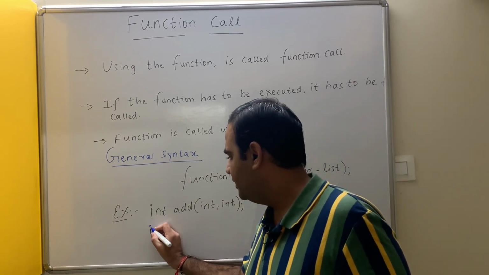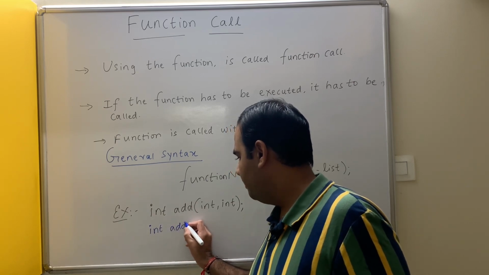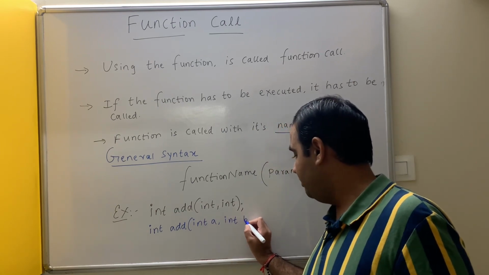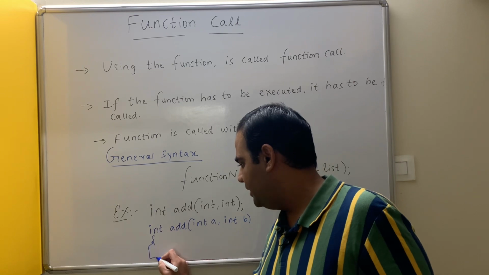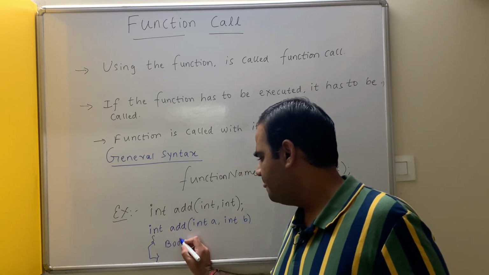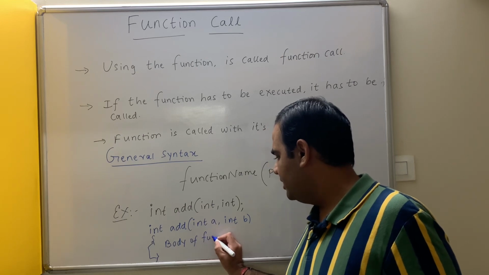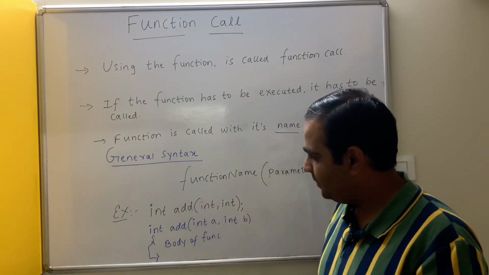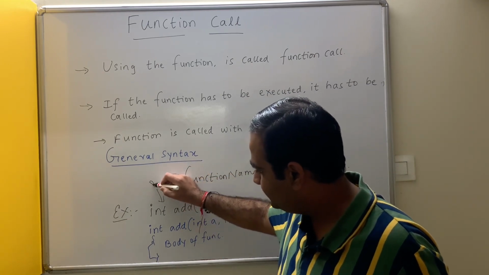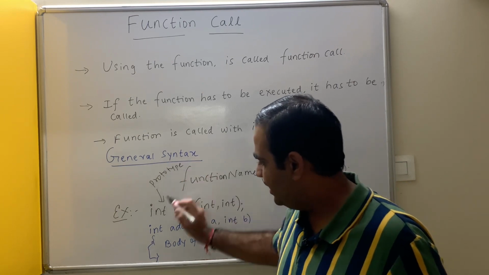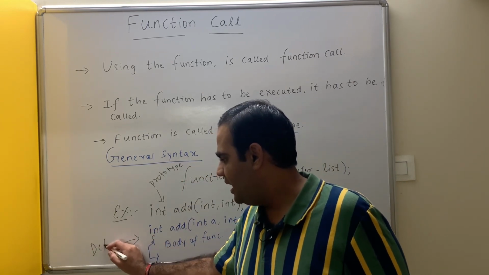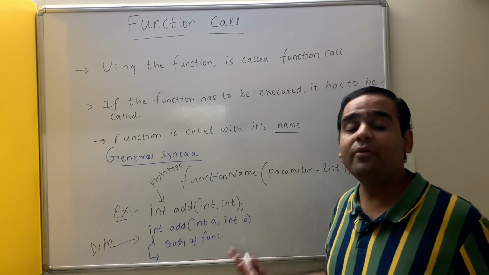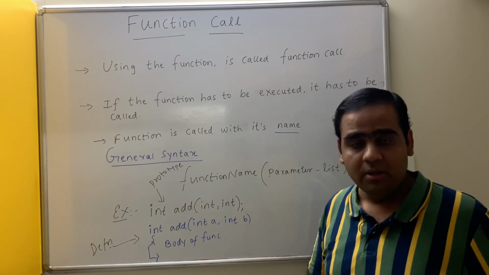How do we implement it? We copy the prototype, but the parameter names are mandatory. You can give any parameter names. There should not be any semicolon, and this is the body of the function. How do we write the body of the function? We will take the help of an example. This is the prototype. The next thing is the function definition, and this function is useless unless it is being called. That means it's not going to execute. The compiler does not execute this function until you call it.